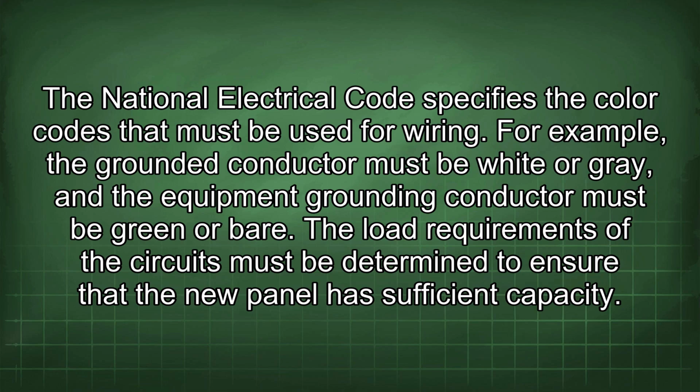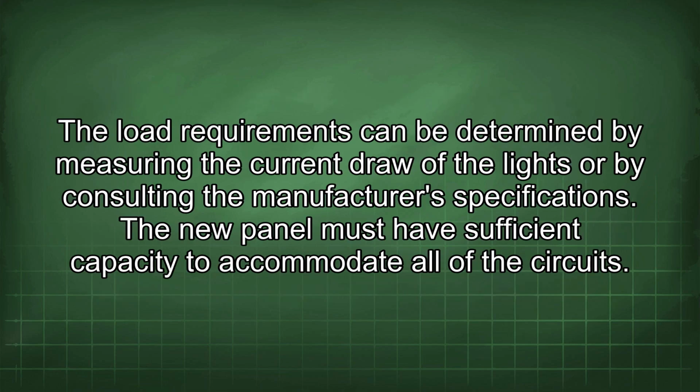For example, the grounded conductor must be white or gray, and the equipment grounding conductor must be green or bare. The load requirements of the circuits must be determined to ensure that the new panel has sufficient capacity. The load requirements can be determined by measuring the current draw of the light or by consulting the manufacturer's specifications. The new panel must have sufficient capacity to accommodate all of the circuits.